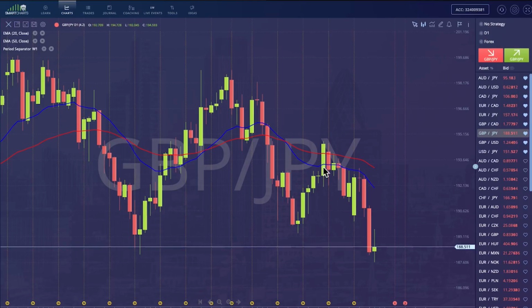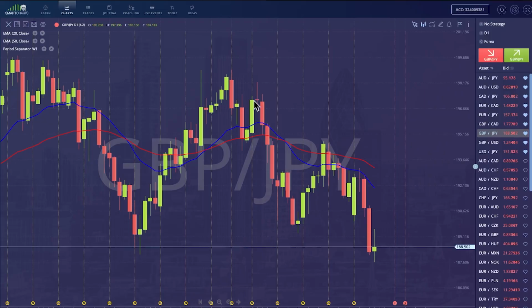So as you can see, we've got the pound yen. Now, I'm using 2 moving averages, a 20 and a 50. There will be a video about moving averages. But if the 20 is below the 50, we focus on selling moves. If the 20 is above the 50, we focus on buying moves.